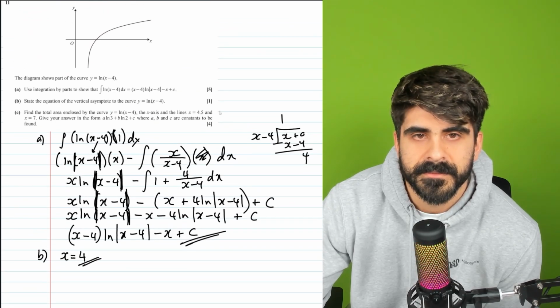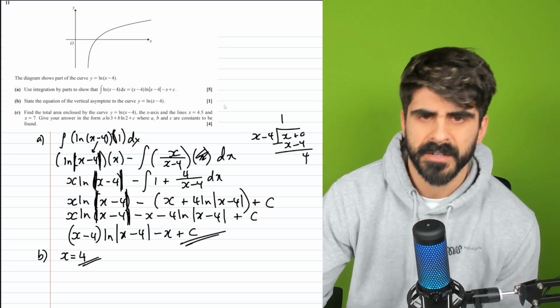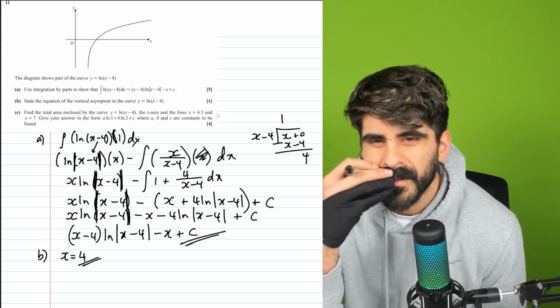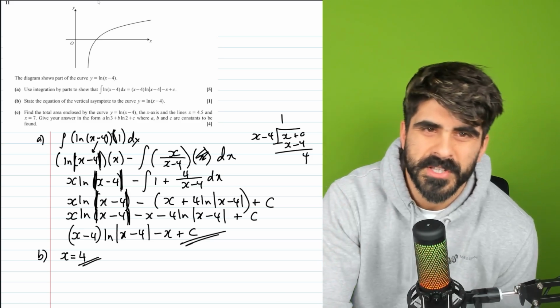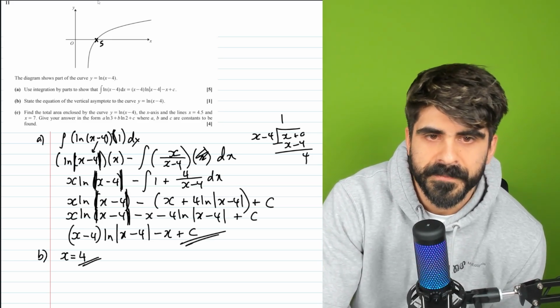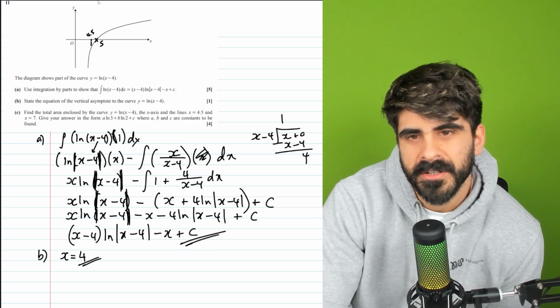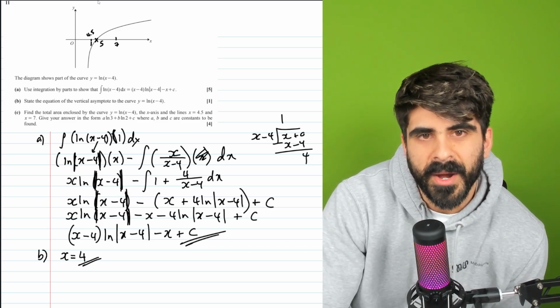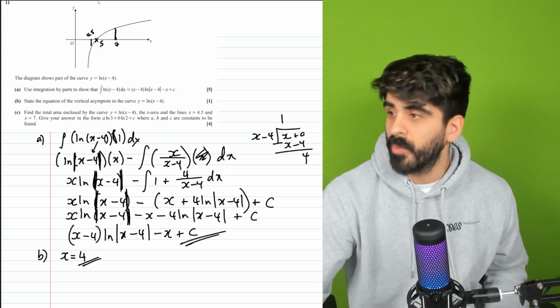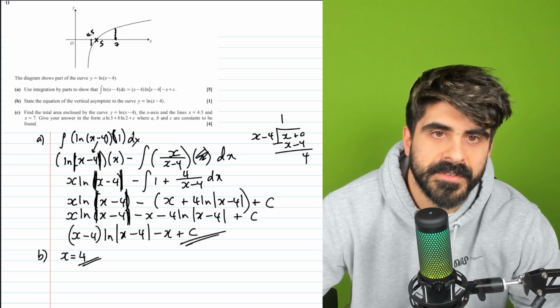Wait, am I bugging? x is 4. So it crosses at 5. Oh, that is cheeky. Why would you do that, man? So I have to do between 4.5 and 5, and 5 and 7 separately.